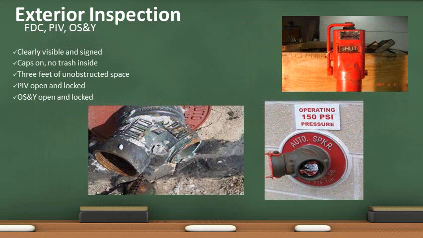Check the fire department connection or FDC. Signage indicating the connection type is required. All FDCs must have caps in place and inlets free of debris with a minimum of 3 feet of clear space. Post indicator valves, or PIVs, and outside stem and yoke, or OS and Ys, must be locked in the open position. All these photos depict issues that need to be corrected.